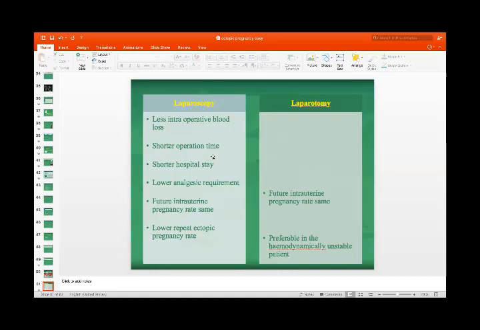So what is the advantage of laparoscopy? It has less intraoperative blood loss, shorter operation time, shorter hospital stay. It has low analgesic requirement, less analgesic required. Future intrauterine pregnancy rate is the same, and low repeat ectopic pregnancy rate. So this is the benefit of laparoscopy. Patient has a lesser stay in the hospital and less operative time, and less analgesic requirement and fewer problems.